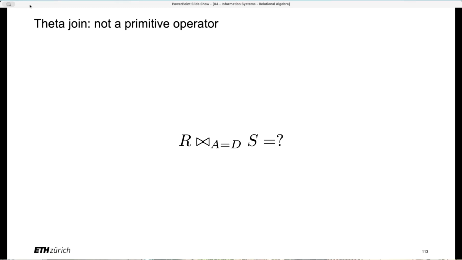Let me refine a bit. I give you the Cartesian product and the selection. Can anybody write this with the Cartesian product and the selection, sigma? An equivalent formula. Anybody on Zoom? Okay. Let's look at the visual again.